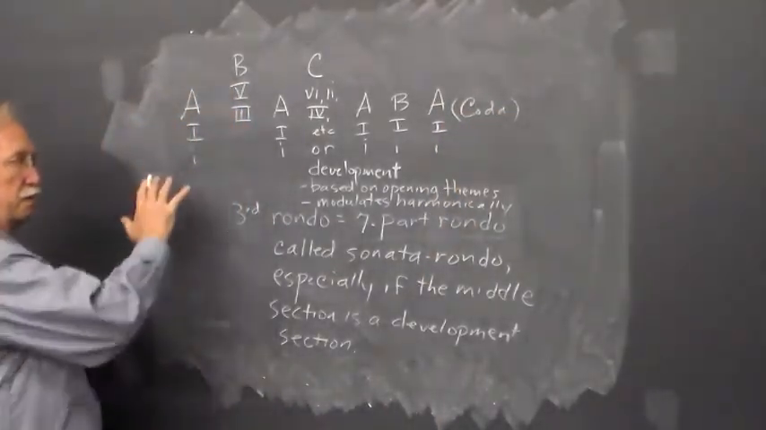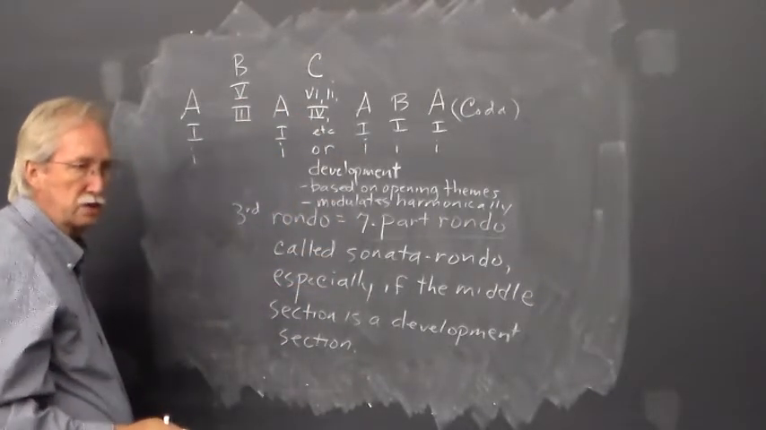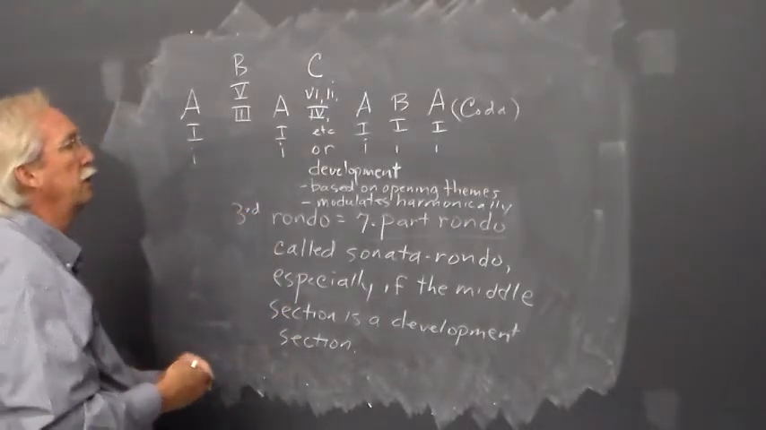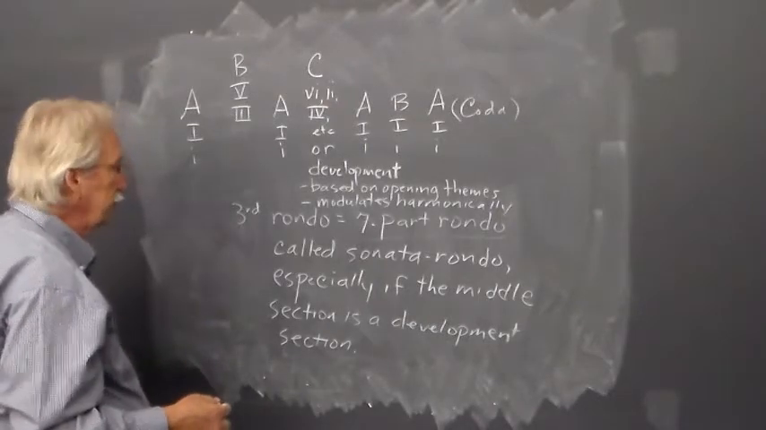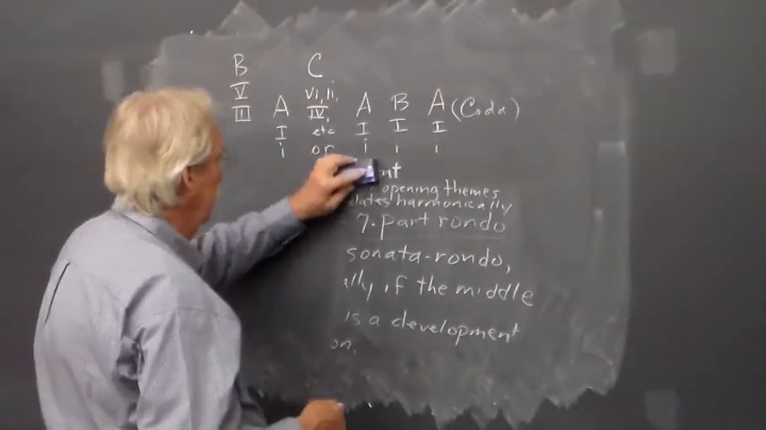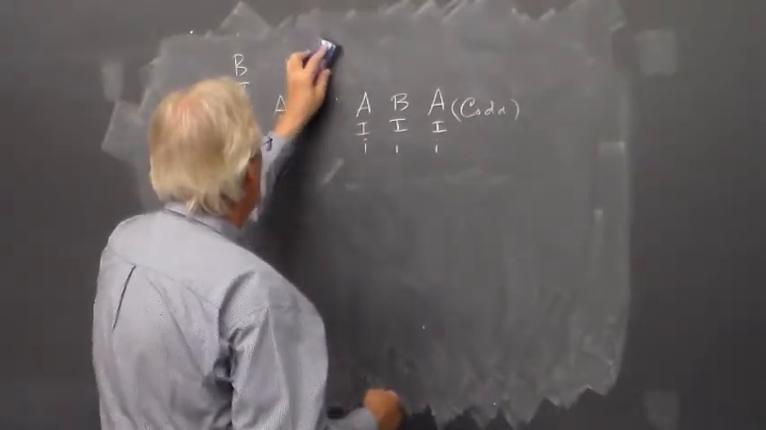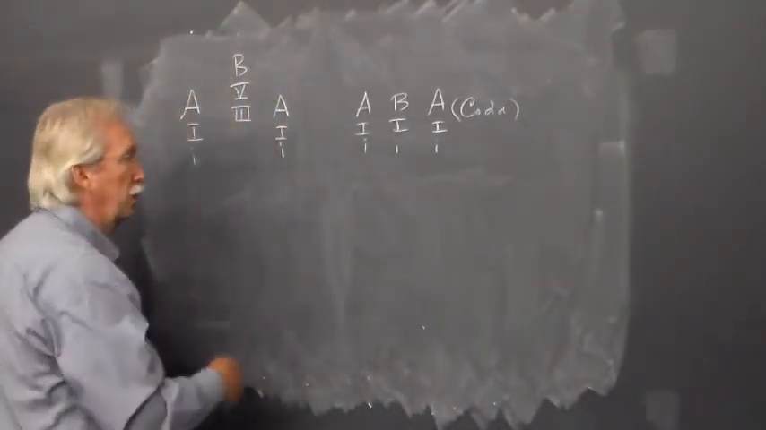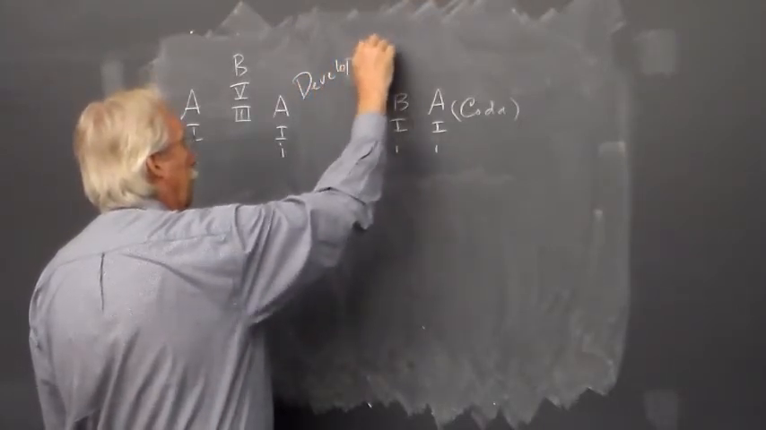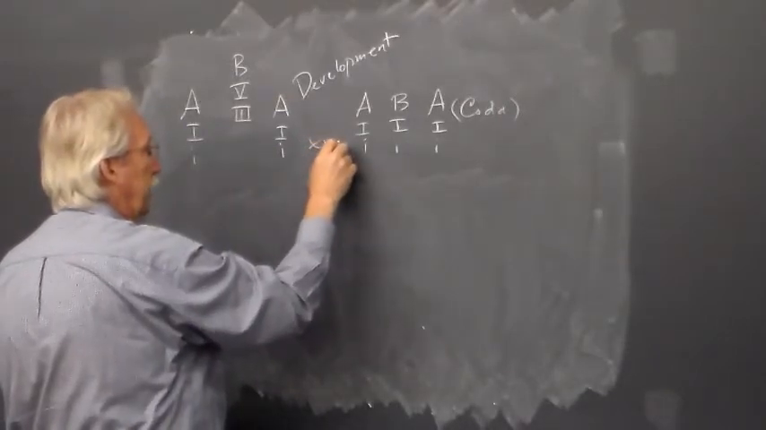And so this is the biggest of the rondo forms. And I want you to be able to compare sonata-rondo with sonata-allegro. So what we'll do is compare the version of the 7-part rondo that has a development for this middle section. So I'll just put here X.